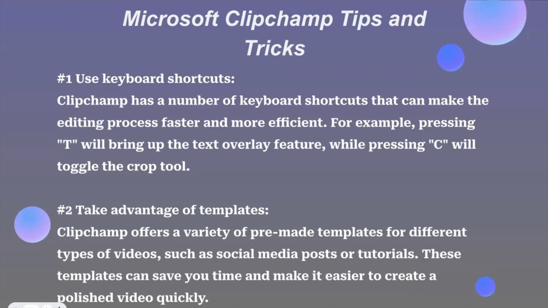If you just click a quick button rather than having to do a full-on change, then it'll save a lot of time. For example, if you press on the T key, it will bring up the text overlay feature. And if you click on C, then the crop tool will come up.